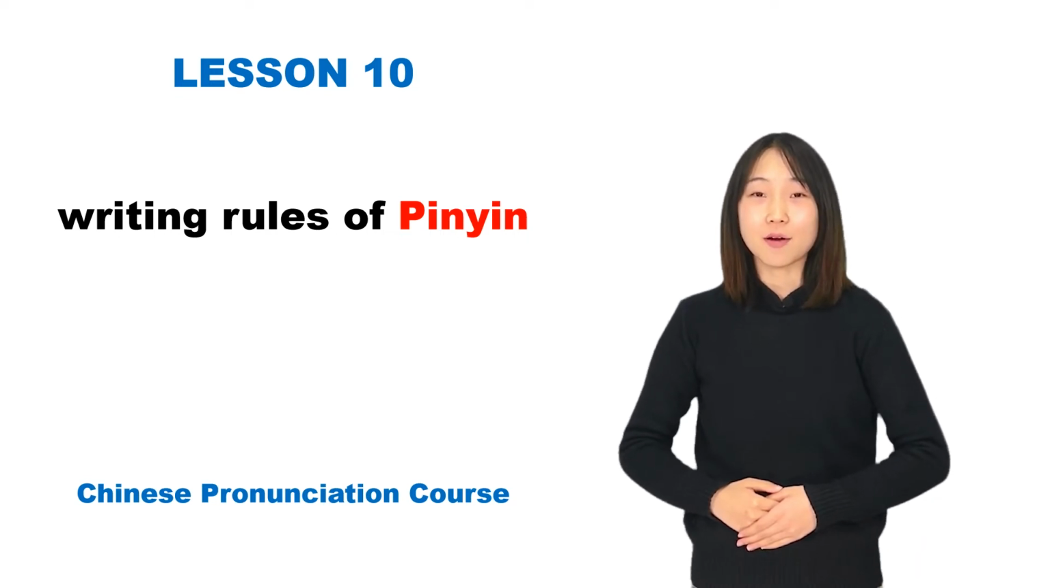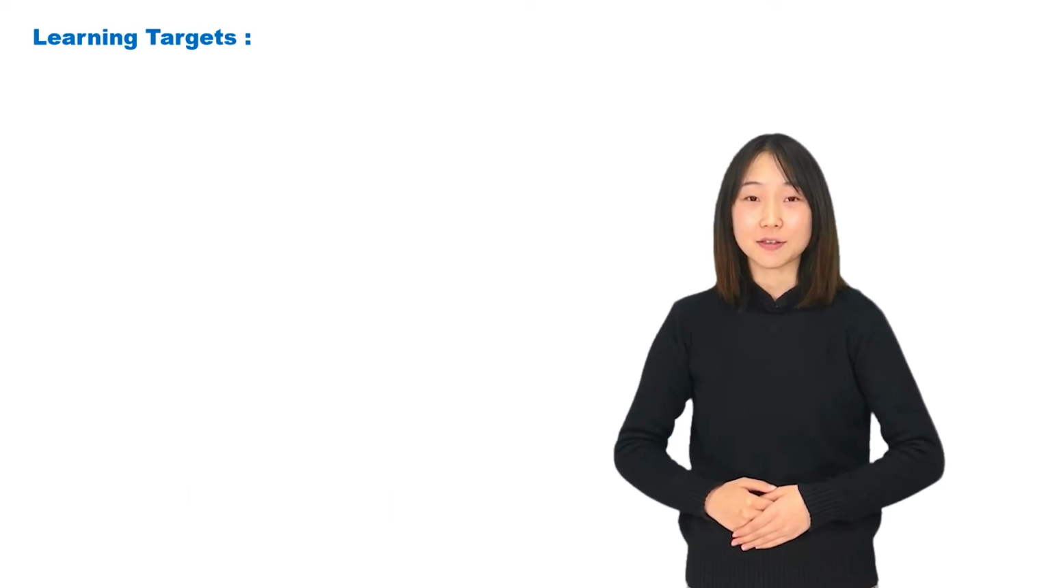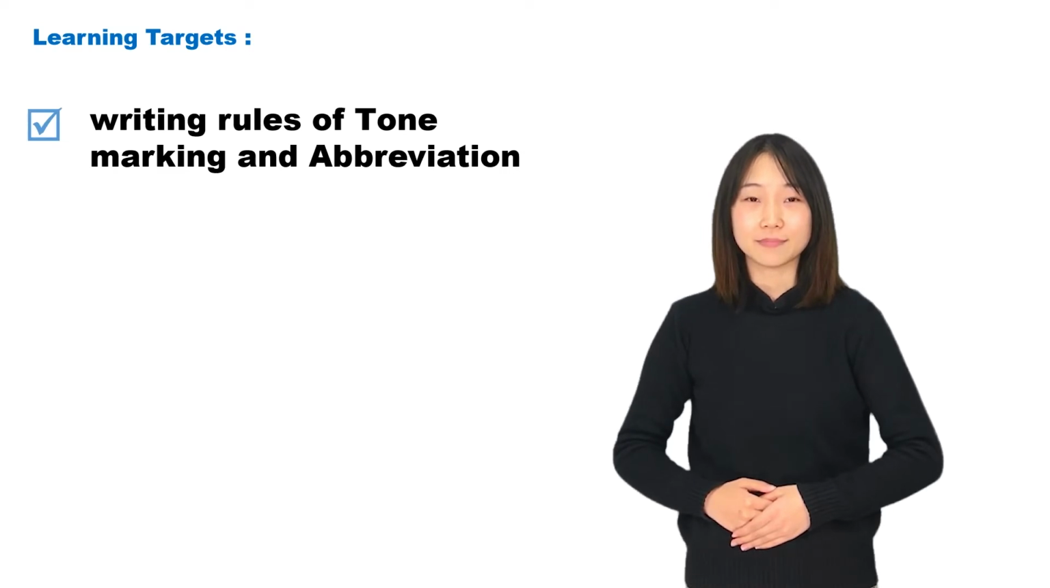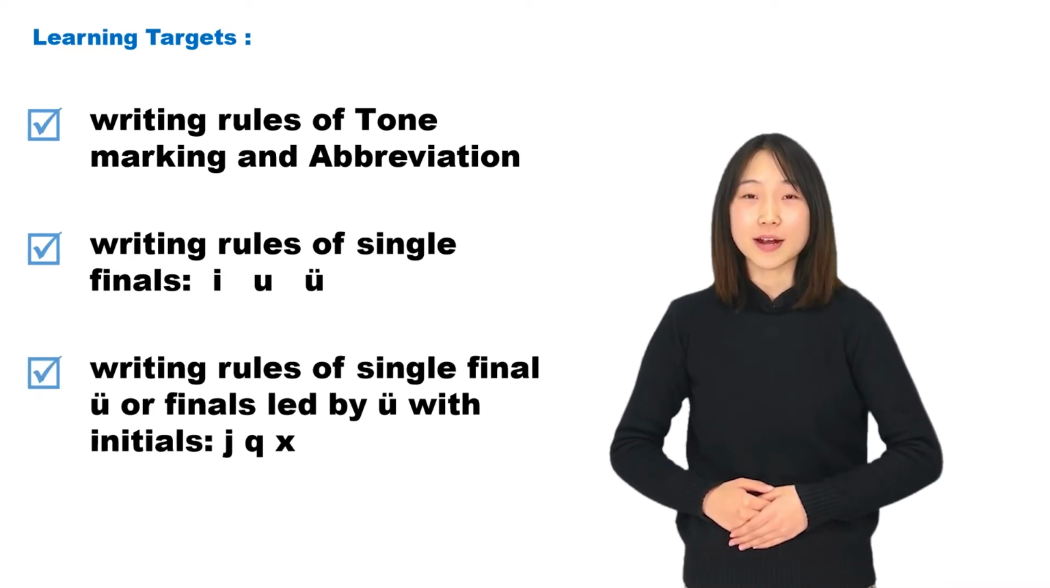In this lesson, we will learn 3 writing rules of Pinyin. You will learn the writing rules of tone marking and abbreviation, the writing rules of single finals i, u, ü, and the writing rules of single final ü or finals led by ü with initials j, q, x. Okay, let's begin.